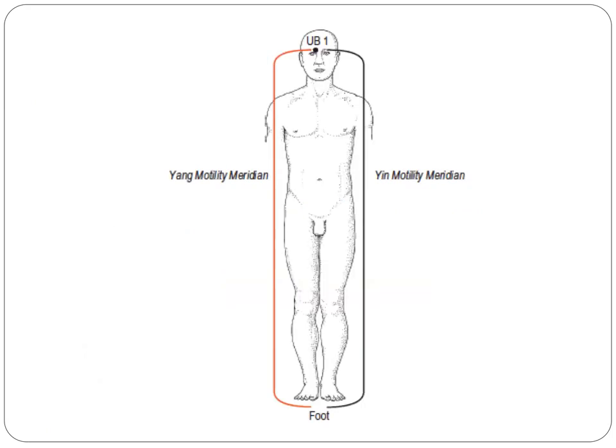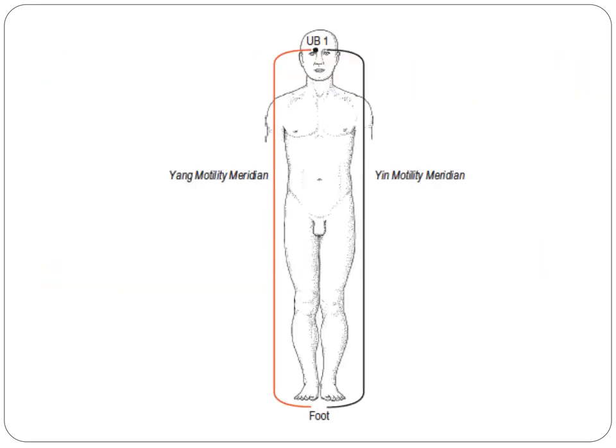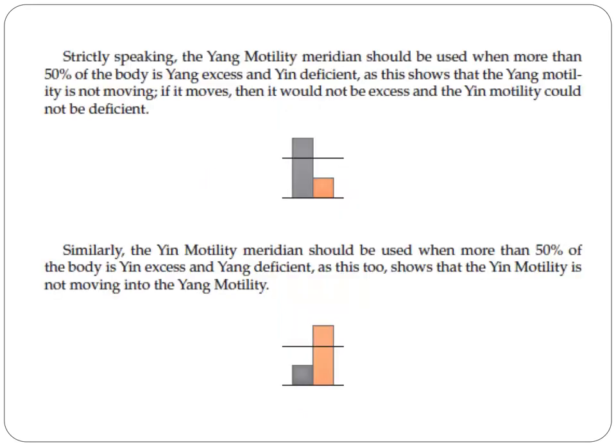Here is an illustration of the flow of the Yin motility and the Yang motility meridian, starting from the foot to the eye at point bladder 1. The Yang motility meridian flows usually in the right side, the Yin motility meridian on the left. But in practice, this is not observed so strictly.